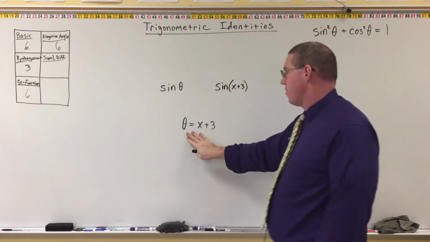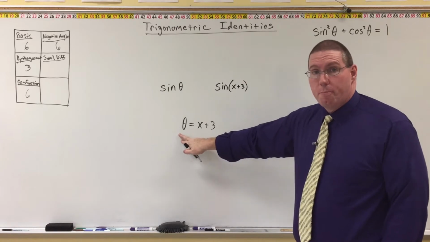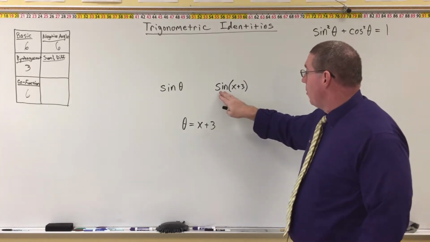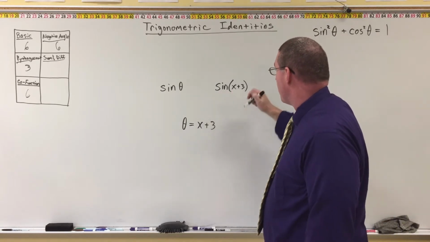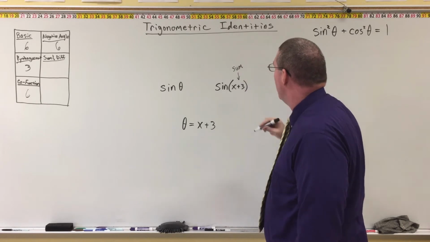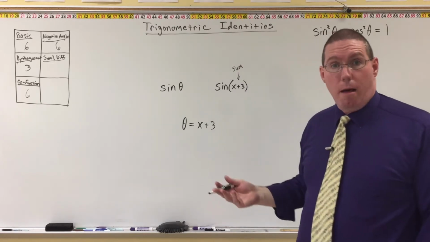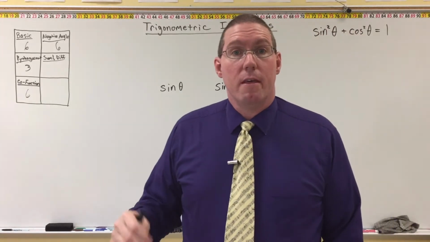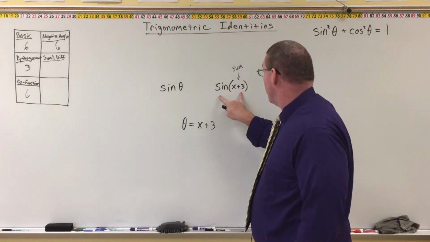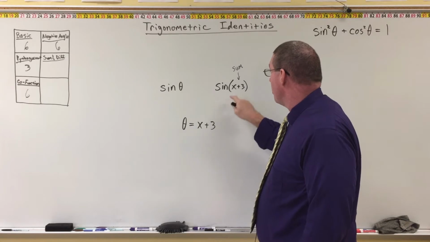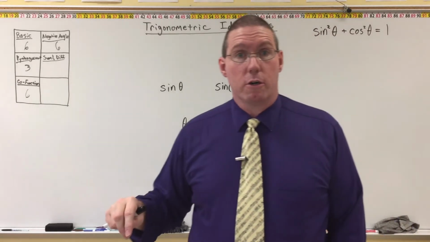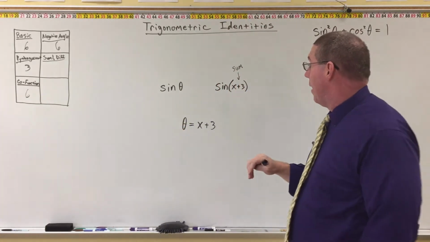Now we've already discussed this idea of theta representing an expression, right? So now what we have here is, since it's sine of x plus 3, that x plus 3 is an angle that is made up of a sum. Well, there actually is an identity formula that would allow you to convert this into something with a less complicated angle measure. And so that's what we're going to do right now.